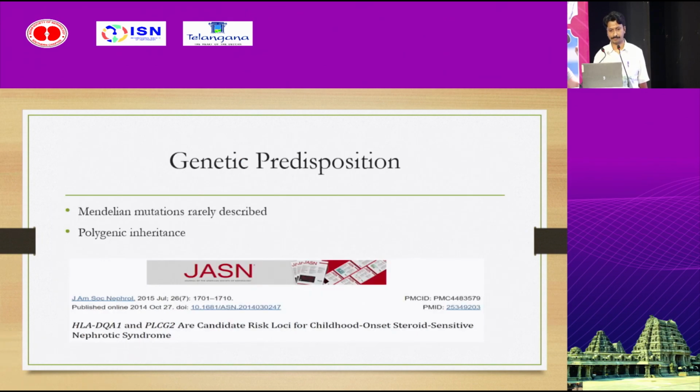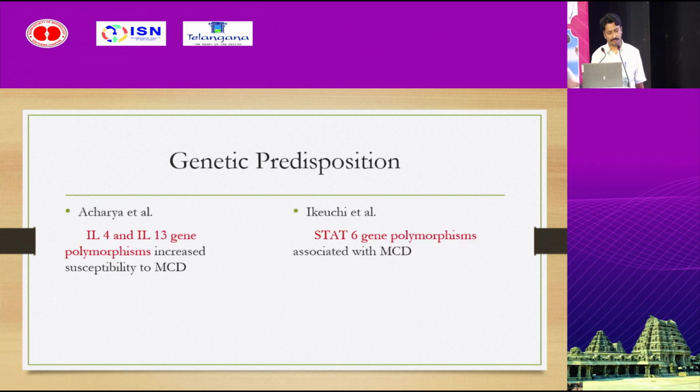Multiple studies have come up, and whether it is a form of autoimmune podocytopathy is yet to be known. As I told earlier, this does not happen in all patients. There are certain genetically predisposed individuals who develop MCD, and in contrast to FSGS, Mendelian mutations are rarely described, and it is mostly polygenic inheritance. There are certain genes which are studied: the IL-4 and IL-13 gene polymorphisms as well as STAT6 gene polymorphisms are all associated with MCD.